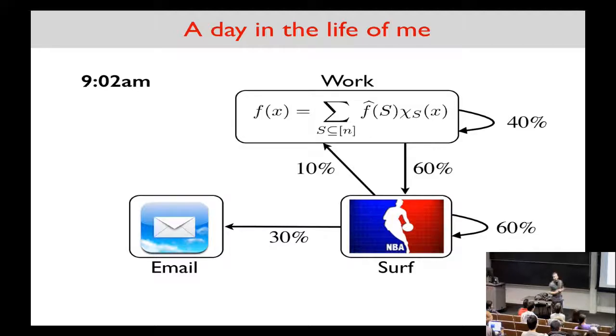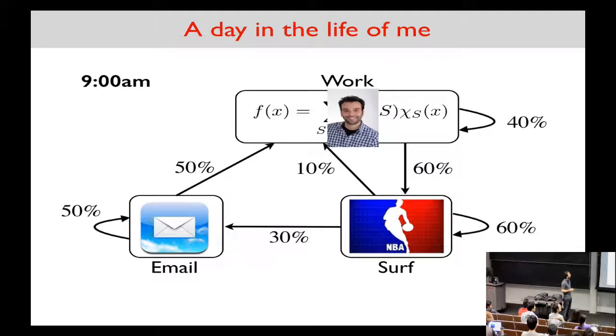Now, if at 9:02 a.m. I am checking my email, then at 9:03 a.m. there will be 50% chance that I will keep checking my email, and 50% chance I will get back to work. Okay, so these are the 3 different states that I can be in the morning: work, surf, email. And you can imagine me, so I start going back to 9 a.m. now. So I start at this work state, and then I basically follow these arrows probabilistically.